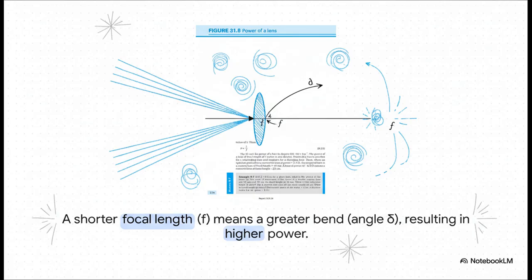Let's follow this light ray coming in parallel to the center line. The lens hits it and bends it down at an angle. We call that angle delta. Now the spot where that ray crosses the center line, that's the focal point. And the distance from the lens to that point, that's our focal length, which we call f. So think about it. What if we wanted to bend that light even more? A bigger angle? Well, that ray would have to cross the line much sooner, right? Which means a shorter focal length gives you a stronger bend. And a stronger bend, well, that means higher power.